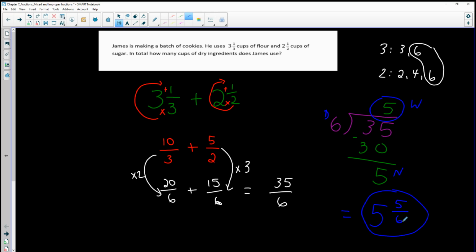Now, one way you could do a quick check, do the WD plus N again. All right, 5 times 6 is 30, plus 5 would be 35 over 6, which means that they match, and therefore I could put this into a sentence saying that James would use 5 and 5/6 cups of dry ingredients in this recipe. Okay, give a couple practices and then review this video if you need a reminder of the steps.